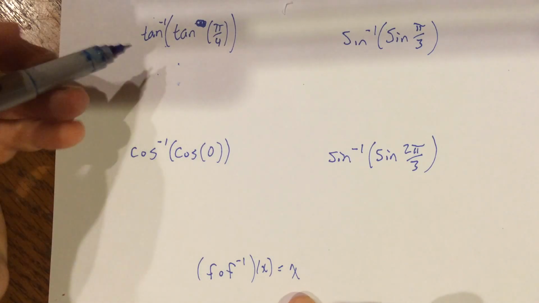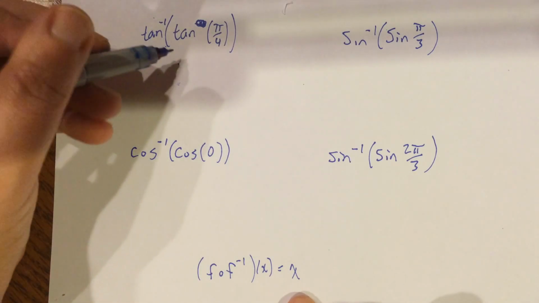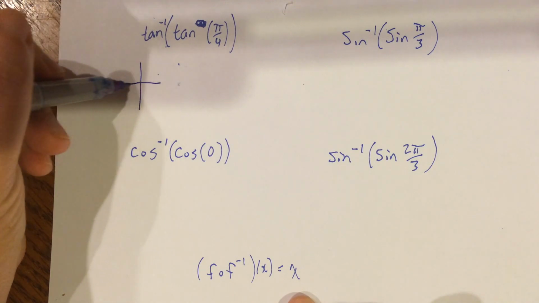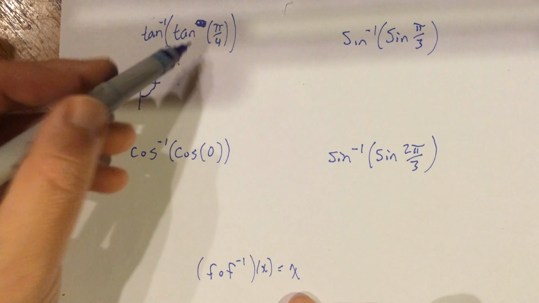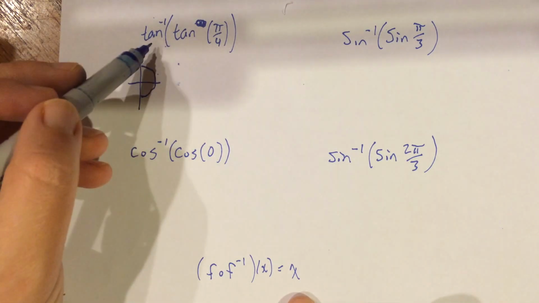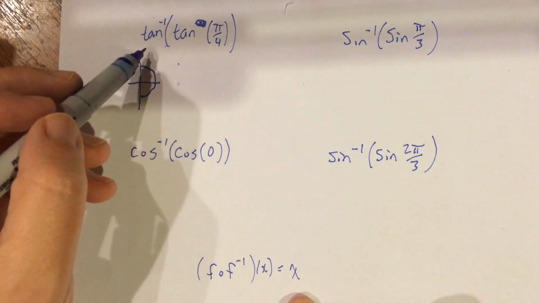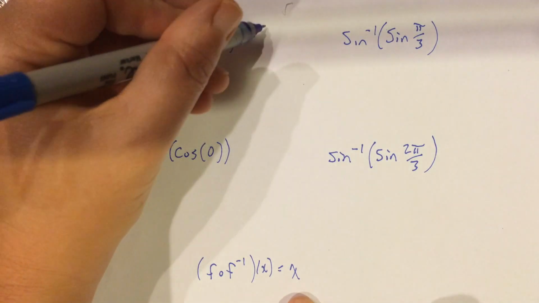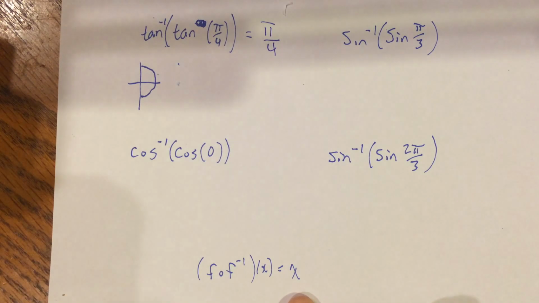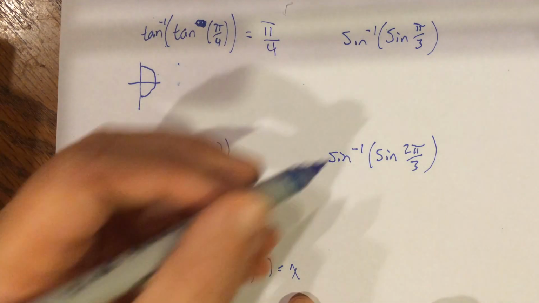So remember, inverse gives us different ranges. So here, range of tan is negative pi over 2 to pi over 2. So as long as this lies inside that range, as long as I'm allowed to get that as an output for my tan inverse, then yeah, it should just be pi over 4. So let's check another one.